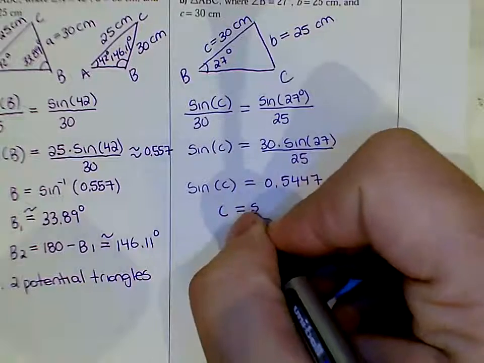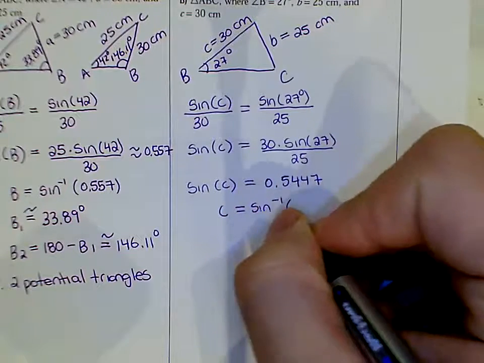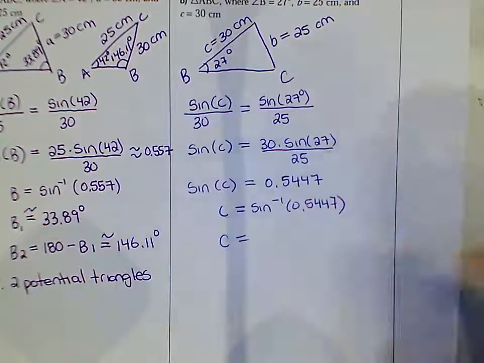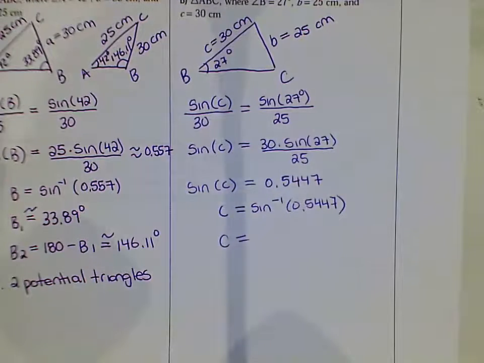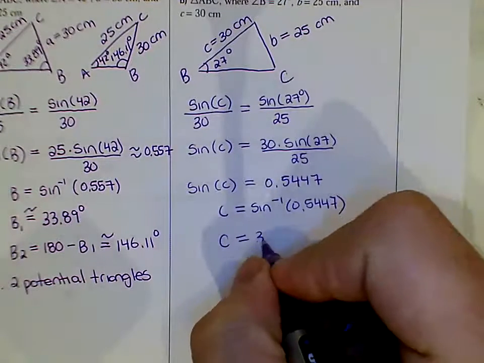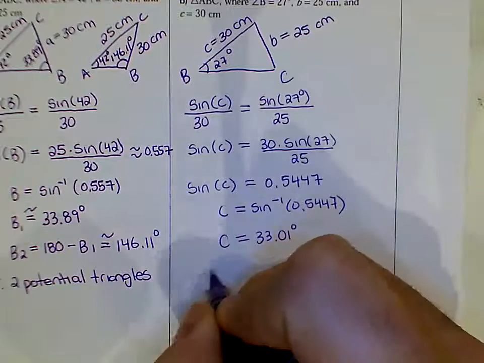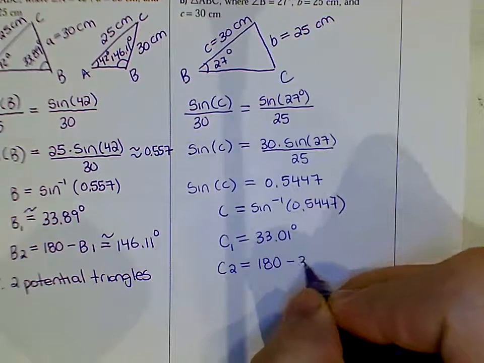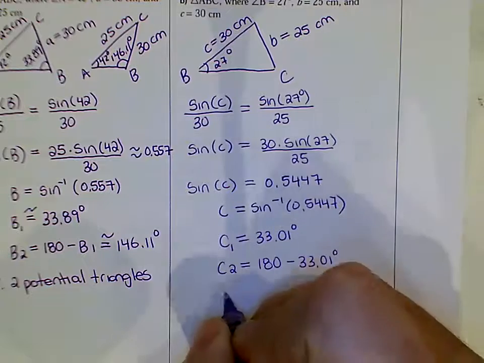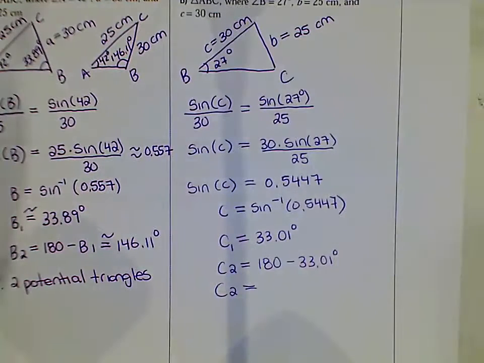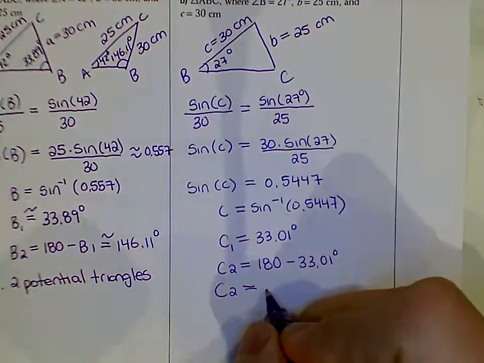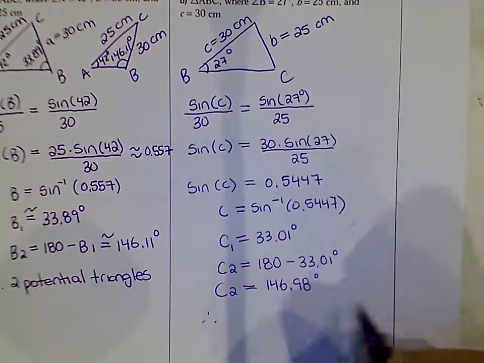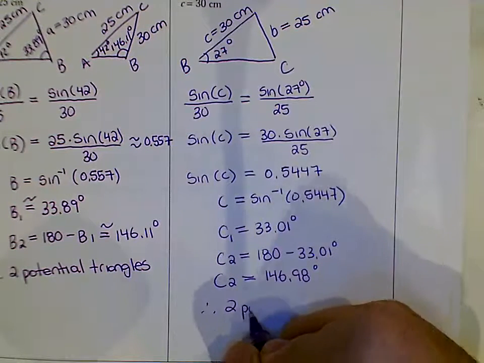If I take the inverse of this, it should be 33.01. We'll call that C1. And C2 should just be 180 minus this value, or 146.98 degrees. So therefore, two potential triangles.